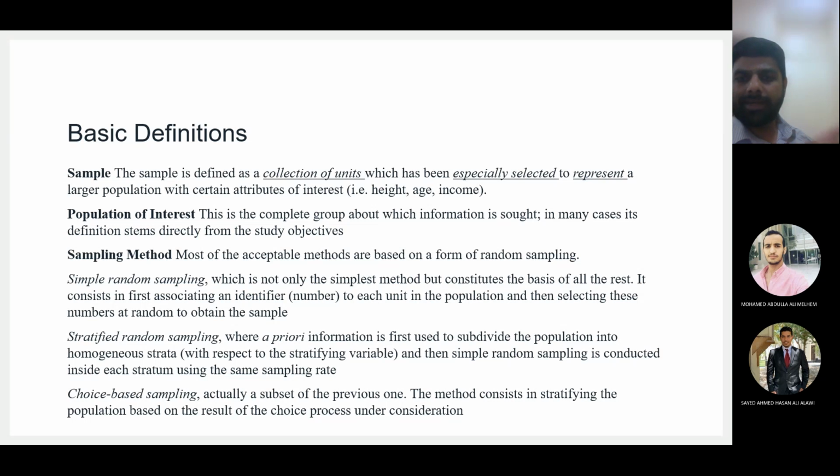So simple random sampling is the simplest method, but it is also the basis of other methods of sampling as well. Other methods of sample collection also have some part of randomness in them.